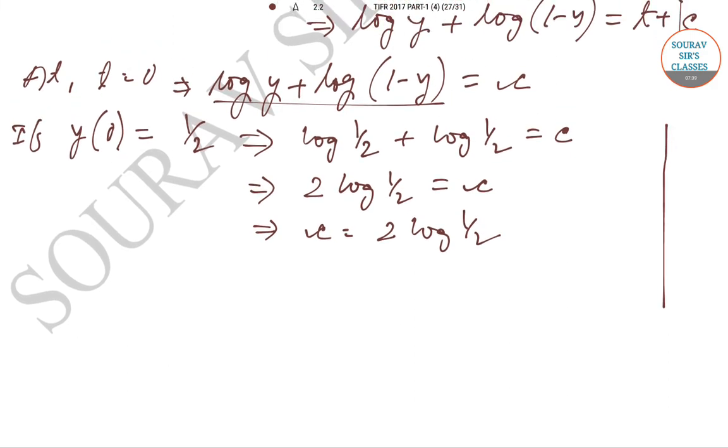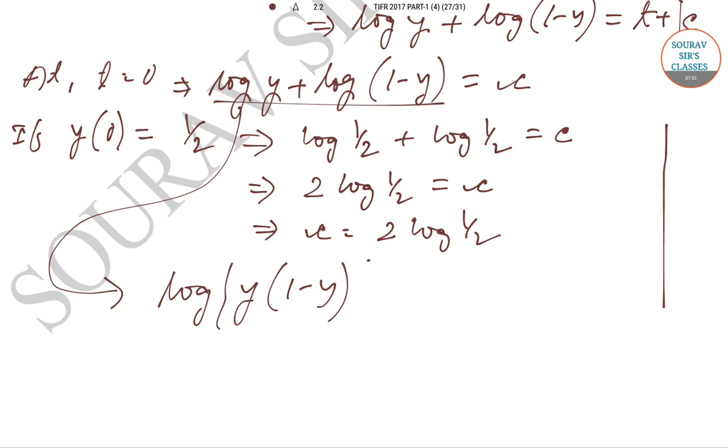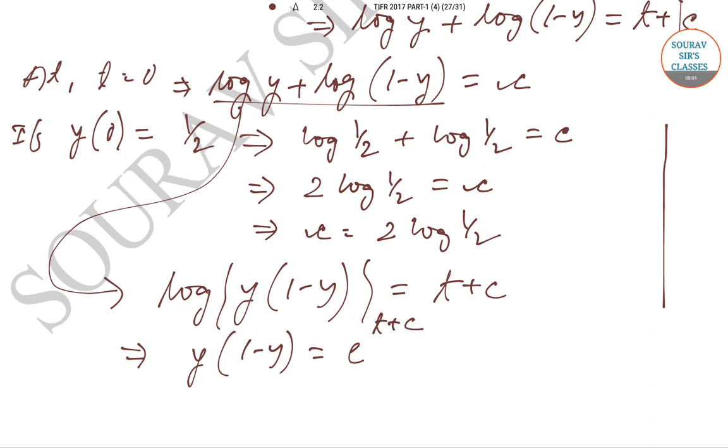So now from this statement we can write that log of y into 1 minus y is equal to t plus c, and this implies that y into 1 minus y is equal to e to the power t plus c. So as t tends to infinity, y into 1 minus y also tends to infinity, since as t tends to infinity, t plus c tends to infinity, and e to the power infinity tends to infinity, so this overall statement tends to infinity.